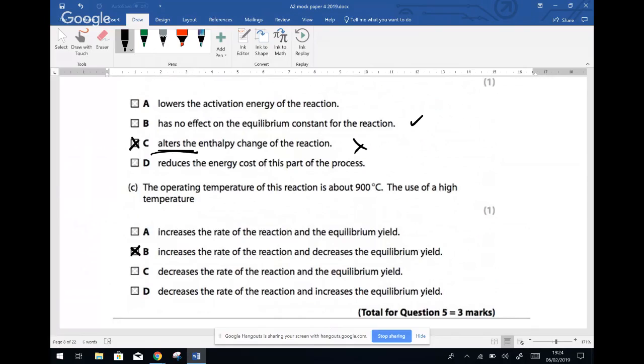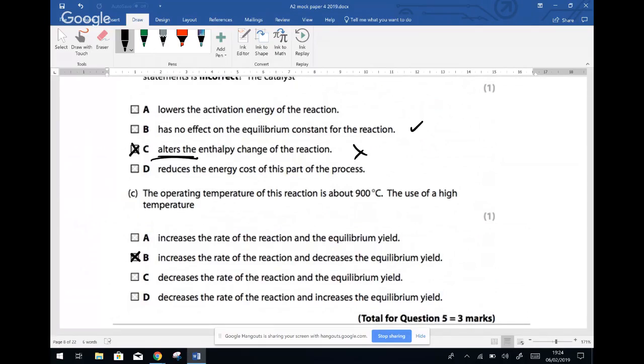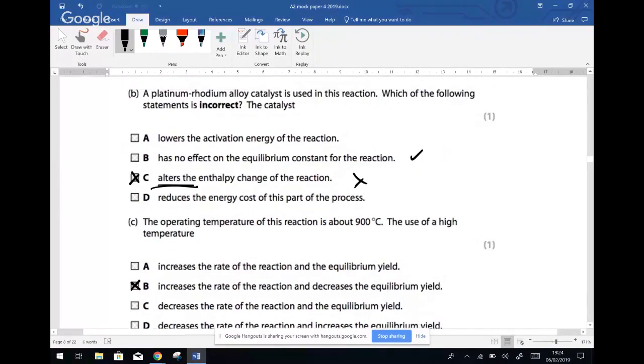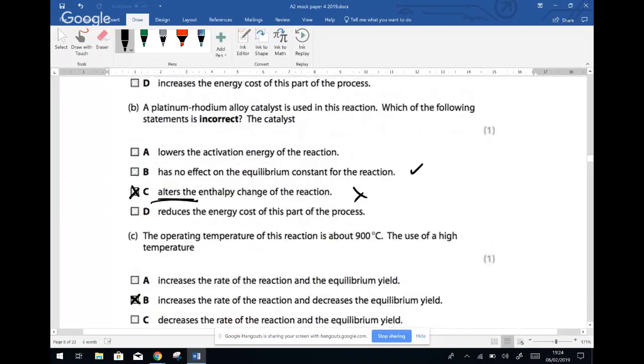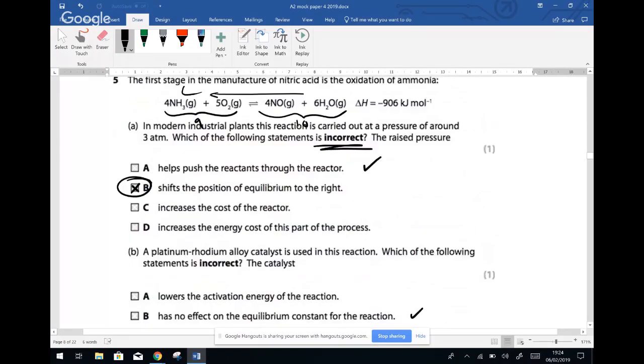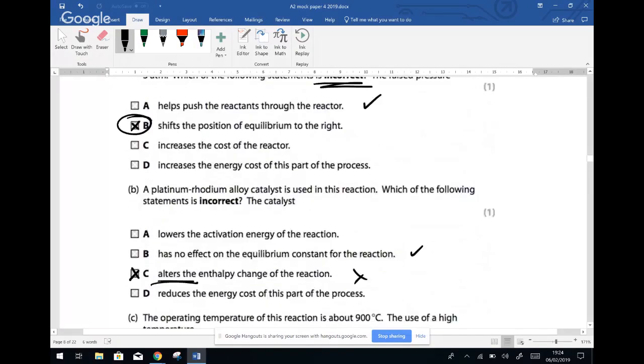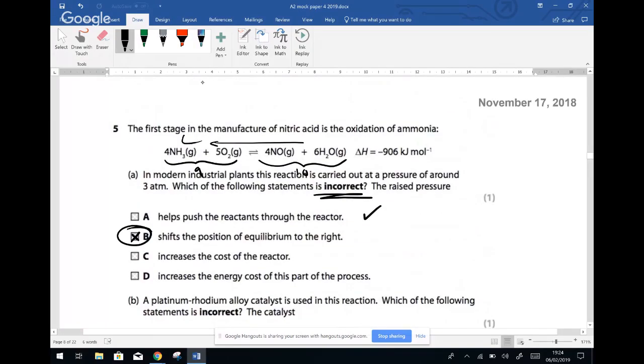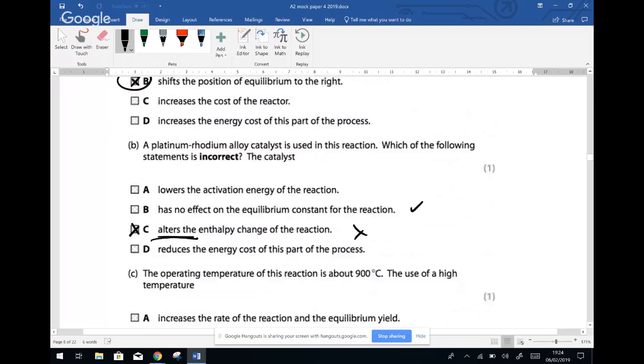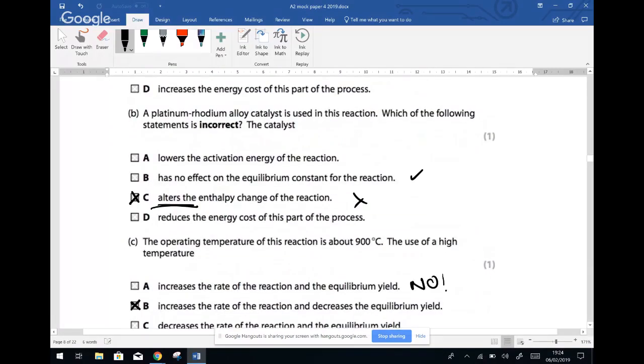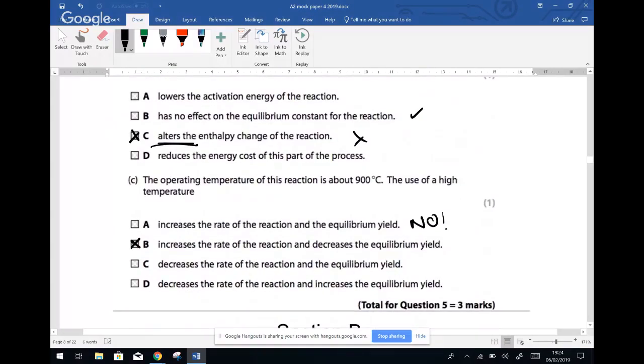So, increases the rate of reaction, the use of high temperature. Sure, that's very true. And the equilibrium yield. Higher temperature, equilibrium yield. Well, it's exothermic in the forward direction, so this is going to fade. So, that's not true. That's not right. No. Next, increase the rate and decrease the yield. That is true. Yes. Decrease the rate. Well, that's not true. And the equilibrium. Okay, so that one's no. And then decrease it. That's also a no.